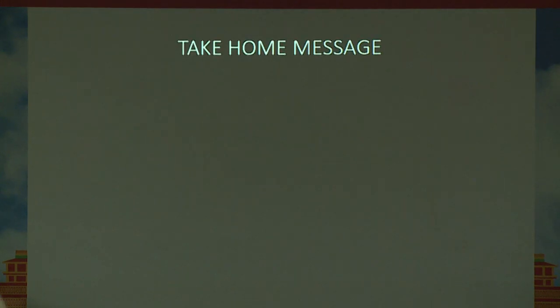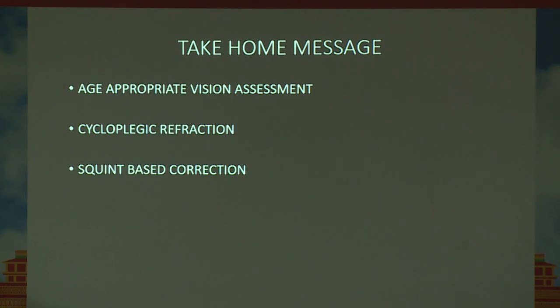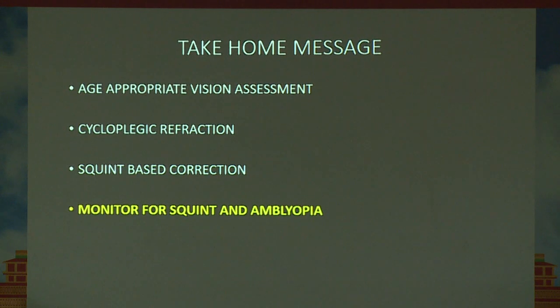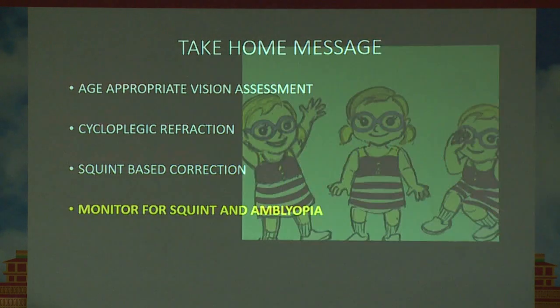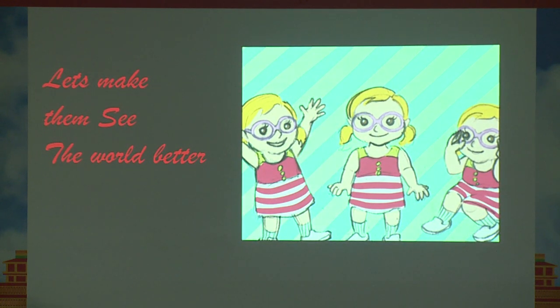So finally, age-appropriate vision assessment followed by refraction. Give a squint-based correction whether it is hypermetropia or myopia, and keep on monitoring the child for future squint and amblyopia. Let's make them see this world better should be our motto. Thank you.